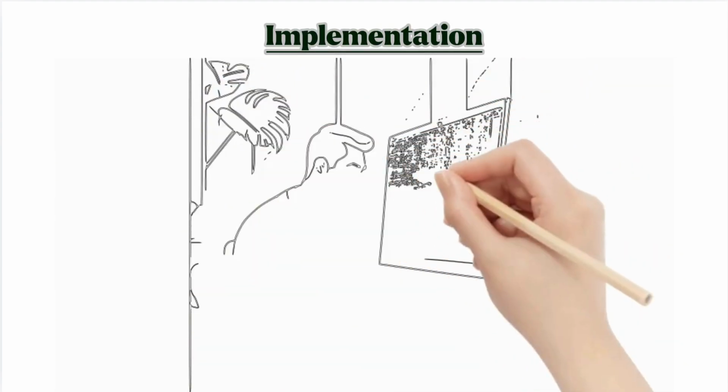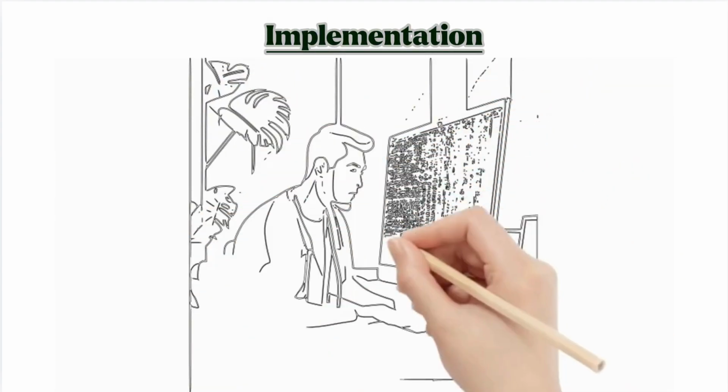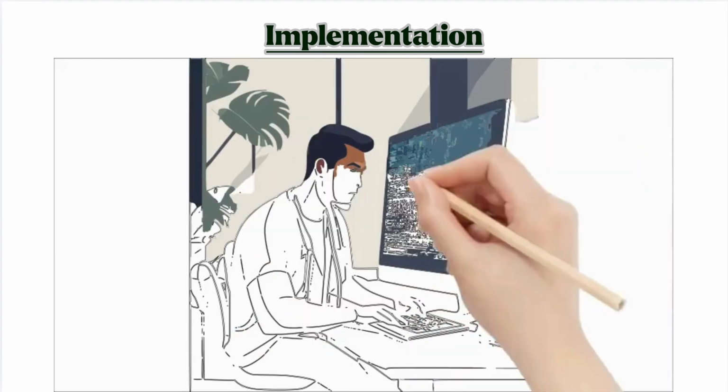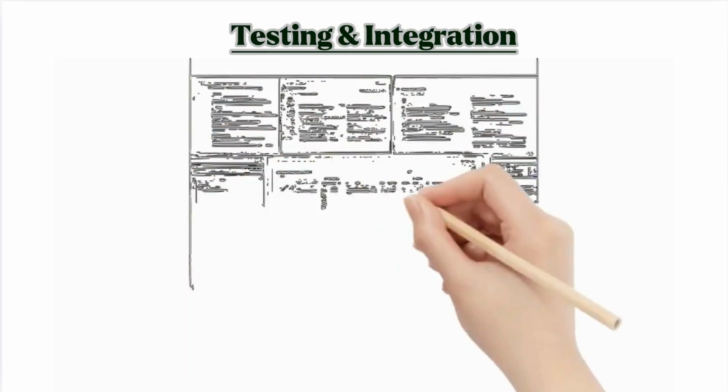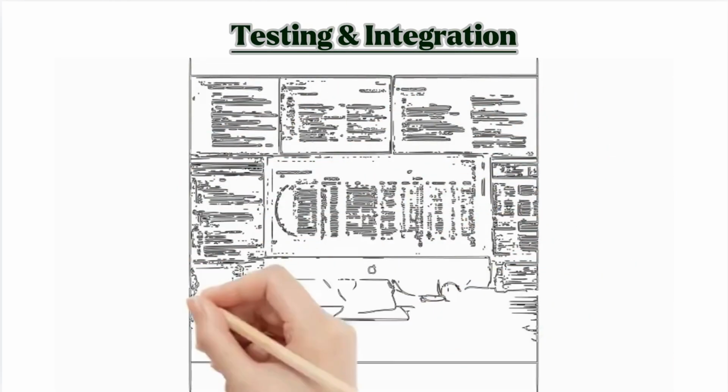Implementation. This is the coding phase, where we take our design and turn it into a working system. It's the most visible part of the process, but as you can see, it's just one part of the bigger picture. Testing and integration. After the code is written, we move to testing and integration.